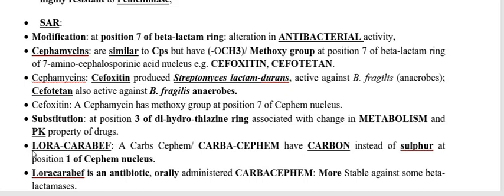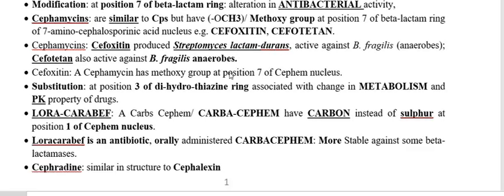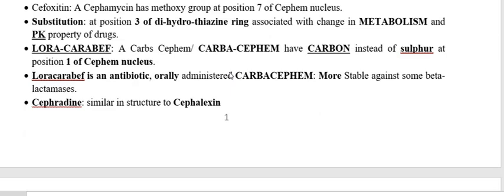So loracarbef is a carbacephem. However, cefamycins are cefoxitin and cefotetan, and these two are also placed in the cephalosporin group. Which one? Cefamycin. Now we have to go through the next part. So what is the interesting point with the carbacephem?